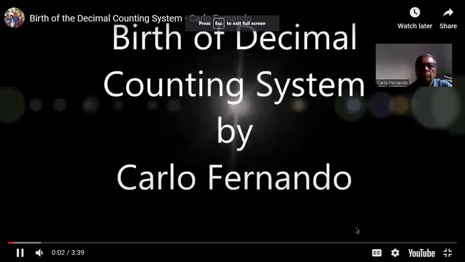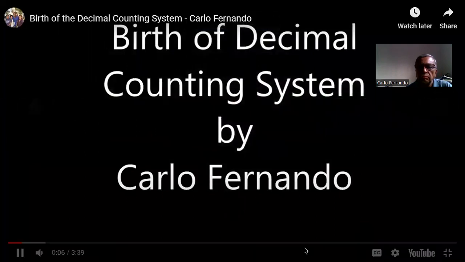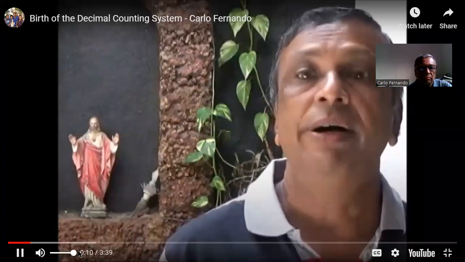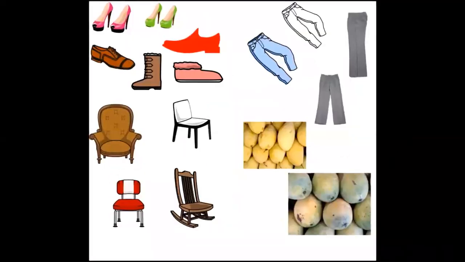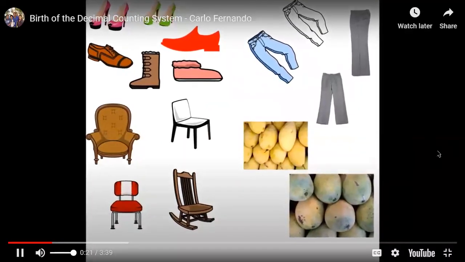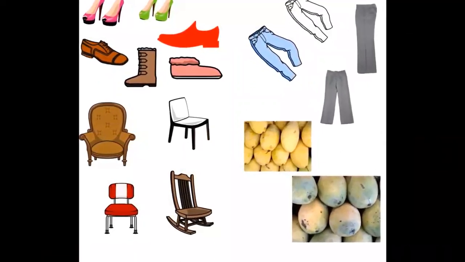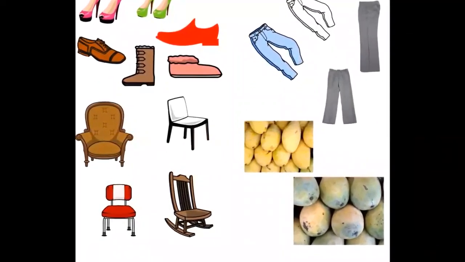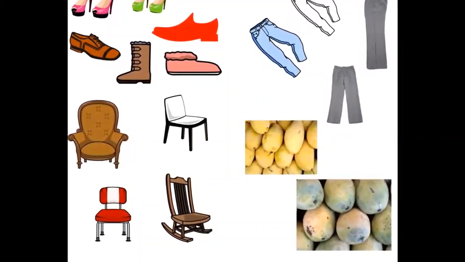I am going to tell you how and why humans settled for the decimal counting system and not binary, octal or hexadecimal system. Imagine the days before the counting system was invented. How did people buy or sell things? Firstly, there was no money. Money was of no use if it could not be counted. Then, how did transactions take place?